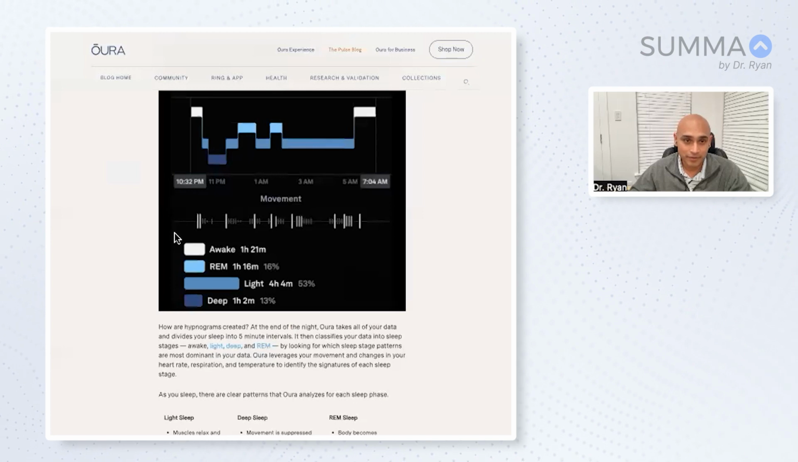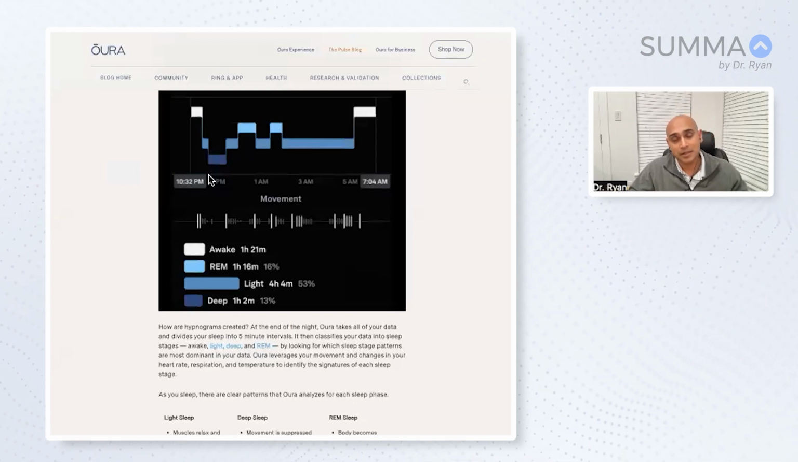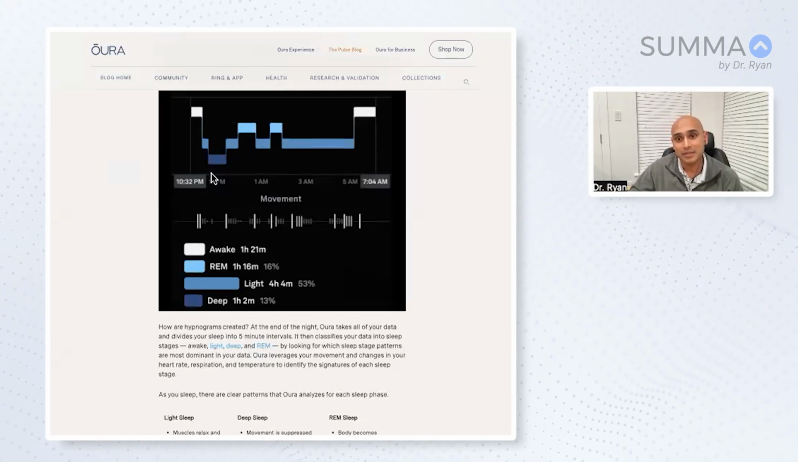And I am a fan of the Oura Ring, but there are many other forms in which you can look at your sleep stages. What's cool about the Oura Ring is it'll give you an idea of where you are, how much time you keep in these stages, right?